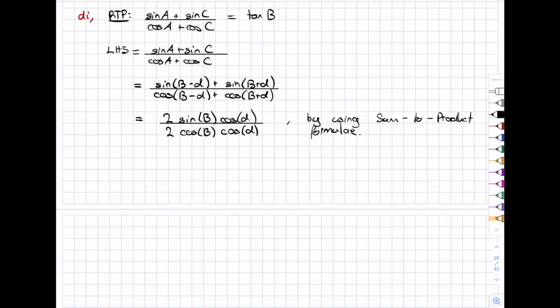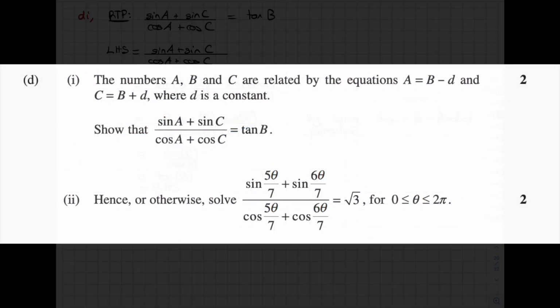Great, and now I can see there's some cancellations, cos d with cos d, 2 with 2. I'm left with sine of b on cos b, and of course that just leaves us with tan b, which is our right hand side, and so that's the end of that proof. Now what does part 2 say?